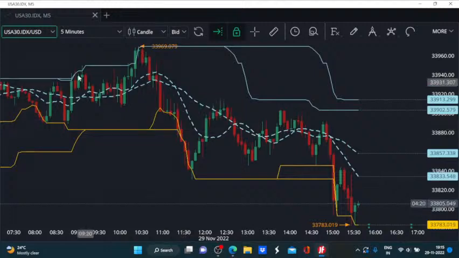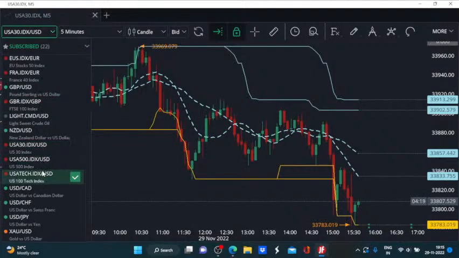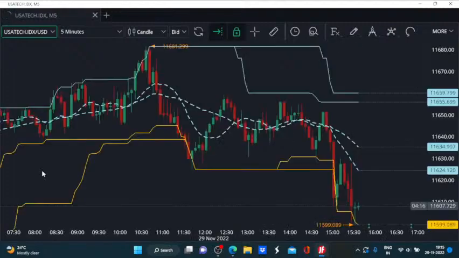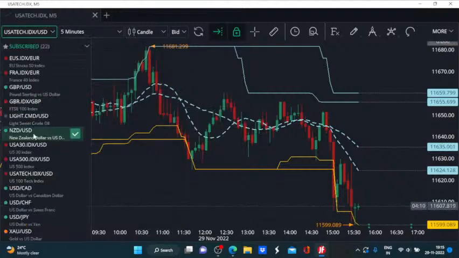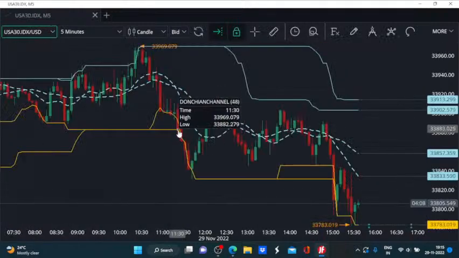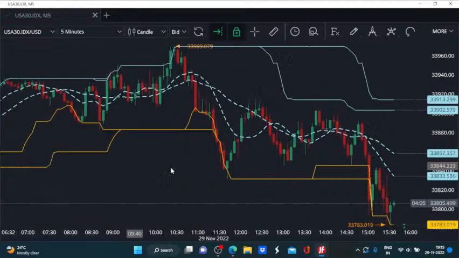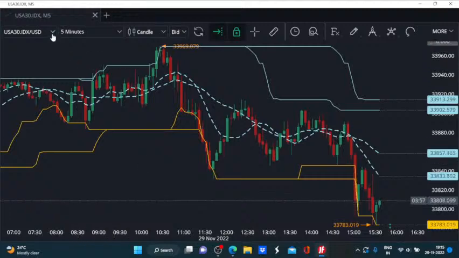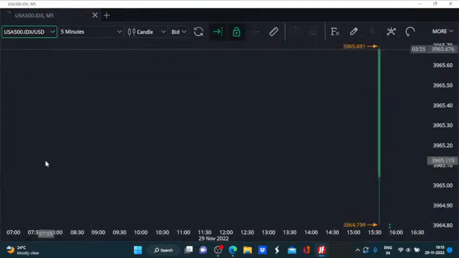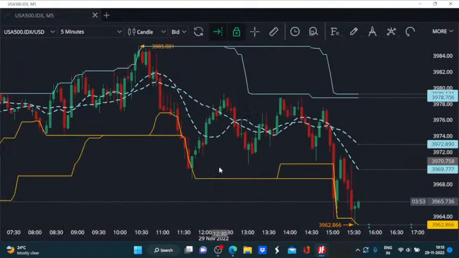For Dow Jones, it was 11:30 GMT, and let's compare it with the Nasdaq. Nasdaq made the low at 11:40 GMT. So we have the lead for the Dow. The Dow is the weaker, a bit more bearish of all these three equity indices for the United States, and all these three equity indices are showing signs of bears being in charge.